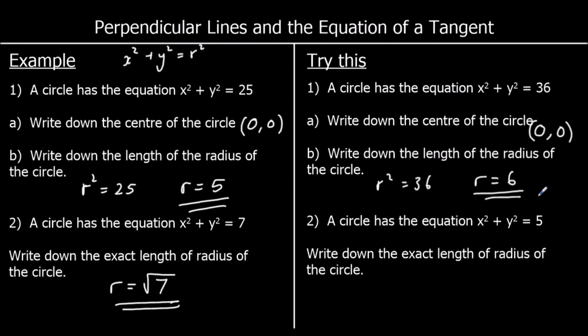And question 2, we've got x squared plus y squared equals 5. So it's x squared plus y squared equals the radius squared. So r squared is 5, so r is the square root of 5.